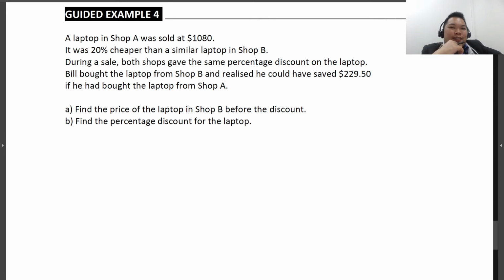Okay, so moving on. Number 4. A laptop in shop A was sold at $1,080. It was 20% cheaper than a similar laptop in shop B. During a sale, both shops gave the same percentage discount on the laptop. So Bill bought the laptop from shop B and realized he could have saved $229.50 if he had bought the laptop from shop A. Find the price of the laptop in shop B before the discount. Find the percentage discount for the laptop.